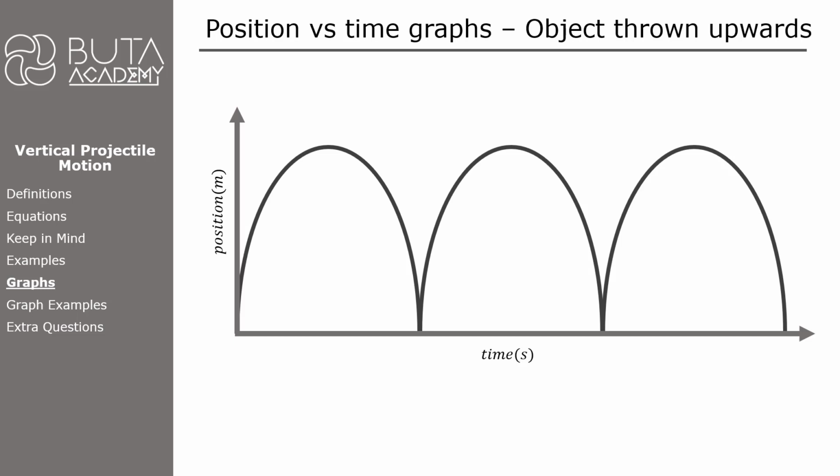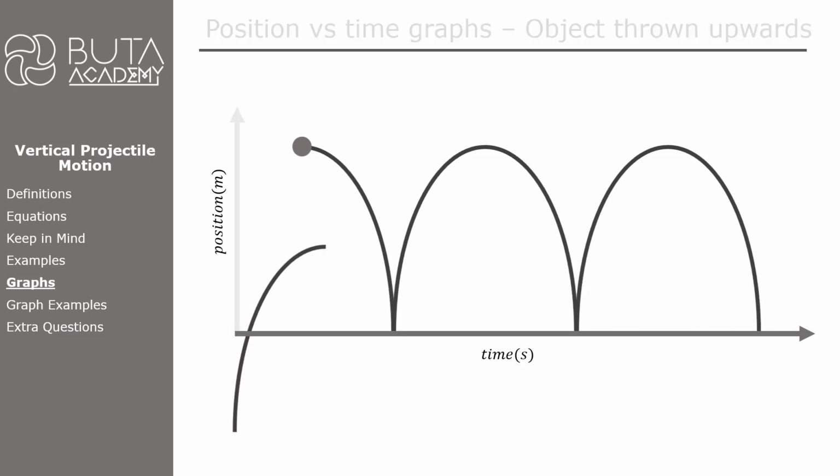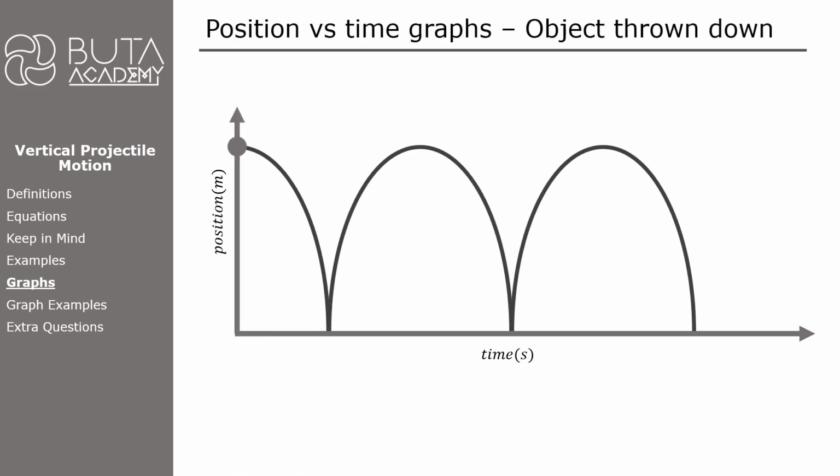What about the cases when instead of throwing the ball upwards, we throw it downwards or release it from a certain height? Releasing the ball from a certain height means we start the motion from the maximum height. In this case, we can skip the first part of the graph and plot it as a trajectory of a ball kicked horizontally from a certain height.